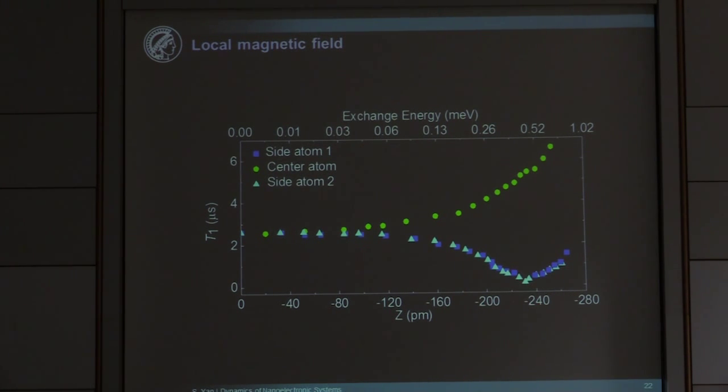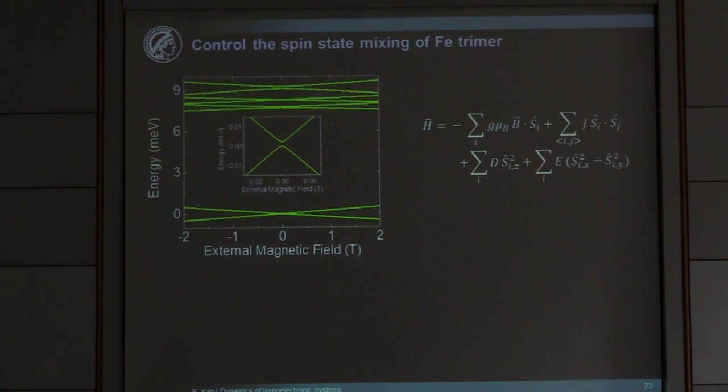In order to understand this behavior, we use this spin Hamiltonian for the iron trimer. If you diagonalize this spin Hamiltonian, you will see there are two low-lying spin states. The others are about 7 or 8 millielectron volts higher than the bottom two states.